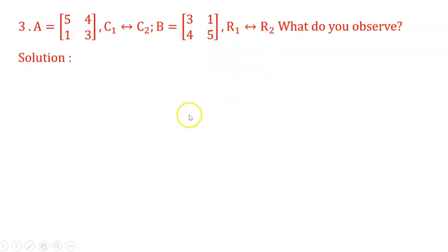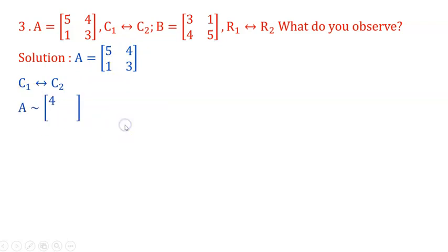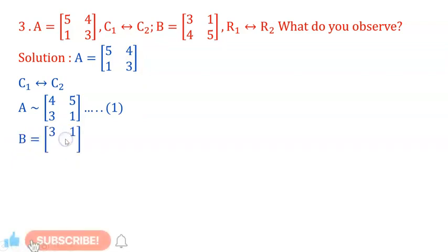Say this here. First, the A matrix 5 4 1 2. C1 changes to C2. Now transfer this. Okay. Now this 5 1 column will become the second column, and the 4 3 column, that is the second column, will become first. The new matrix is, next, the B matrix 3 1 4 5.